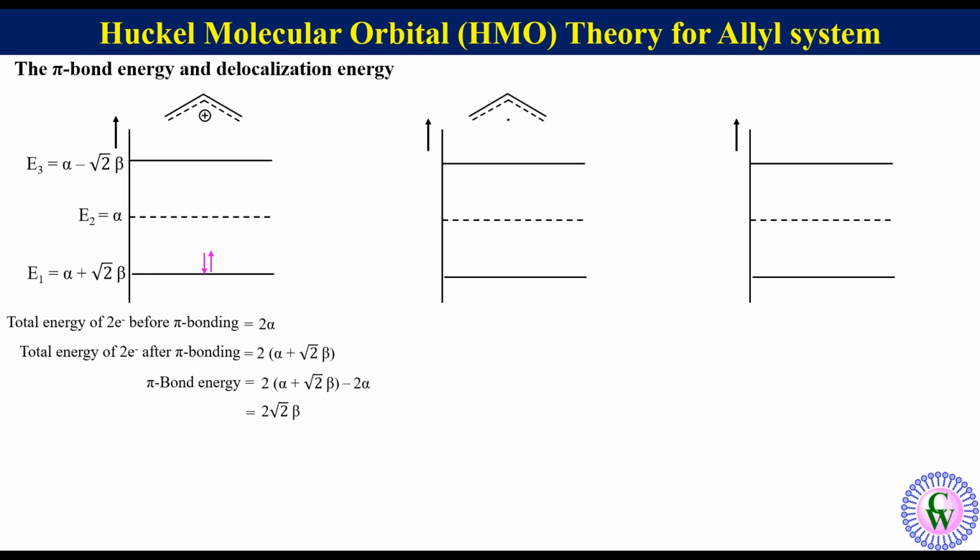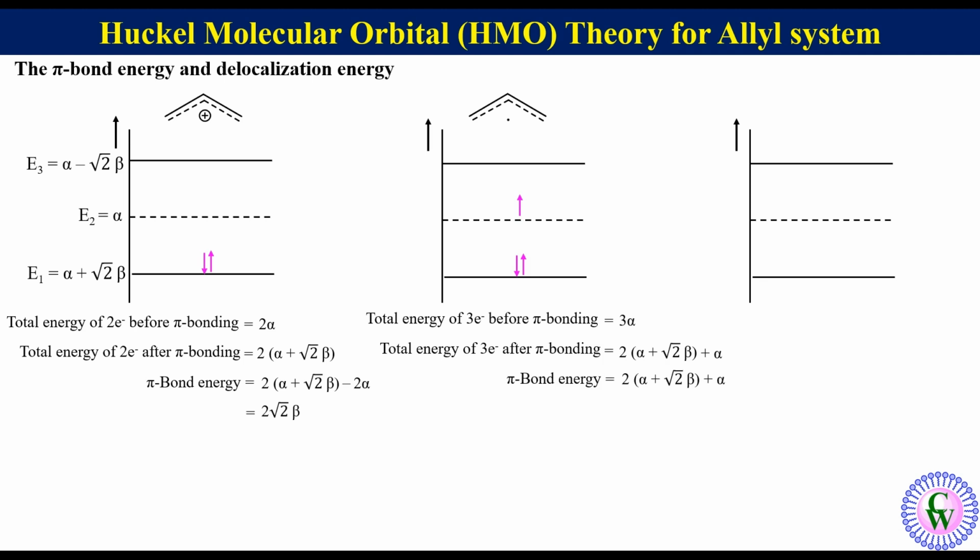In the allyl radical, there are 3 pi electrons, so 2 will stay in E1 and 1 in E2. Before bonding, all 3 will stay in E2, and the total energy of 3 electrons before pi bonding will be equal to 3 alpha. The total energy of 3 electrons after pi bonding will be equal to 2 into alpha plus root 2 beta plus alpha. So pi bond energy will be equal to 2 into alpha plus root 2 beta plus alpha minus 3 alpha, which is equal to 2 into root 2 beta.